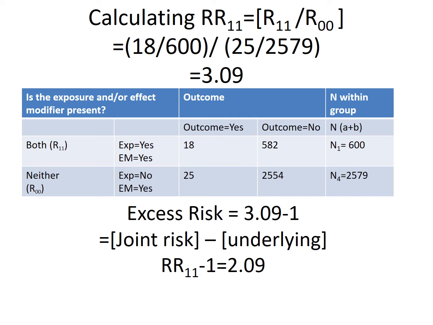Remember how risk ratios are calculated. So that's the 18 divided by 600 over the 25 divided by 2,579. And the answer there is 3.09. So if you compare those who were both bullied and female to those who were not bullied and boys, then their risk ratio is 3 times more likely to report having been always blue in the past month. In terms of excess risk, we subtract out that underlying 1, and you get an excess risk of 2.09.